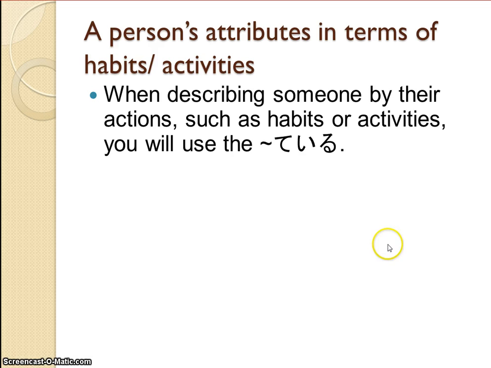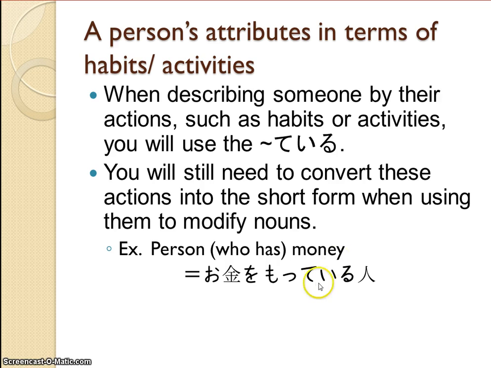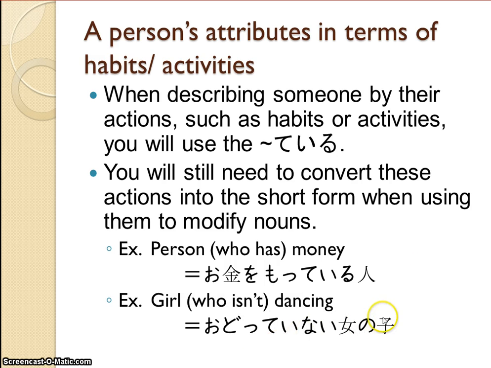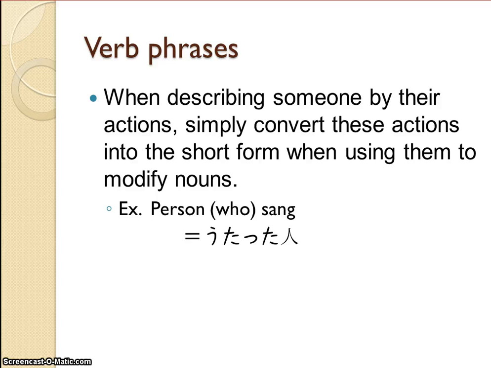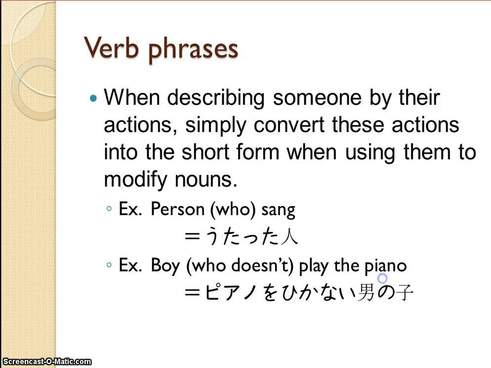Now for a person's habits, you use teiru because that shows that something is happening as a present progressive form. So お金を持っている人, this is a state, so you can use teiru. Once again, if you want to conjugate the past tense, you're conjugating the last part, which is iru, into present affirmative, present negative, past affirmative, past negative. For verb phrases, you're taking the verbs, and everything's in short form, so you just need to make sure that you conjugate them accordingly.